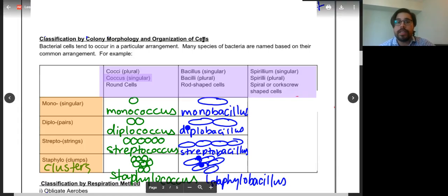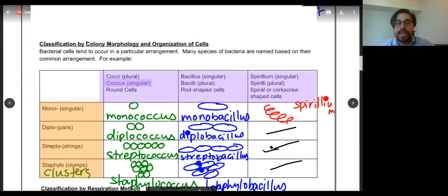The spirillum is a little bit of a weird one because technically it only exists as a monospirillum. There's no diplo or strepto or staphylo versions of it, but we don't even say monospirillum just because there's only one option for it. So these are the three colony morphology classifications that you'll have to know.